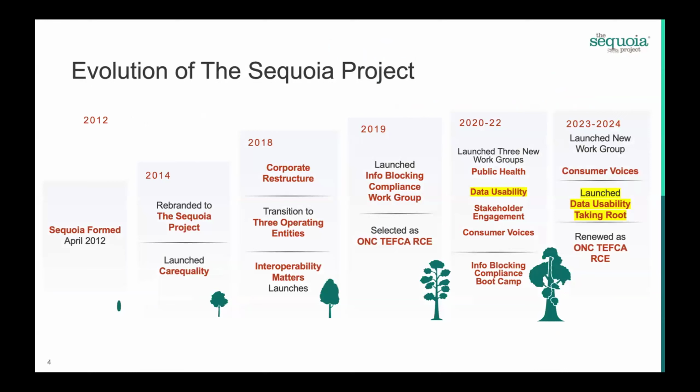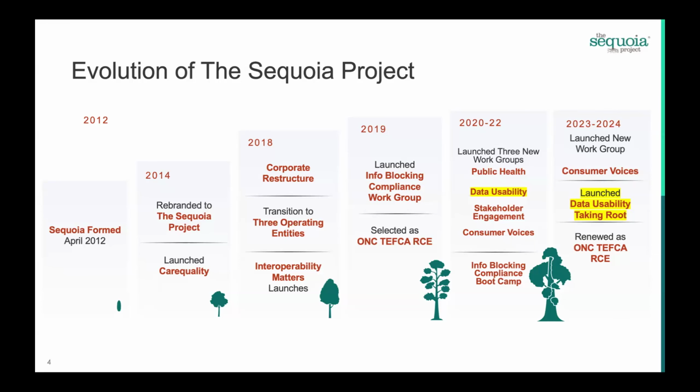This is kind of the timeline. Again, we launched the data usability work group in 2020 with our board's recommendation. They figured that while we're moving all of this wonderful data, by the way, Carequality, which is kind of the precursor to TEFCA, the public-private version of the government TEFCA framework, is exchanging over 750 million clinical documents every single month.